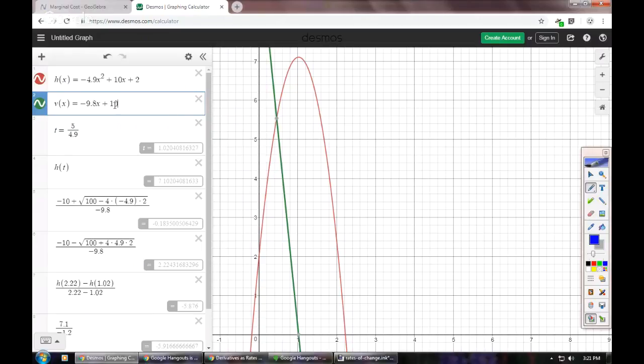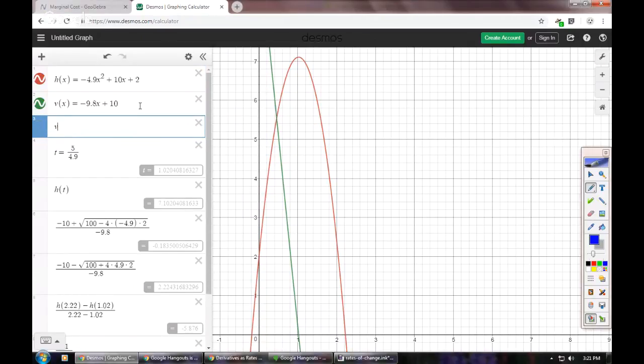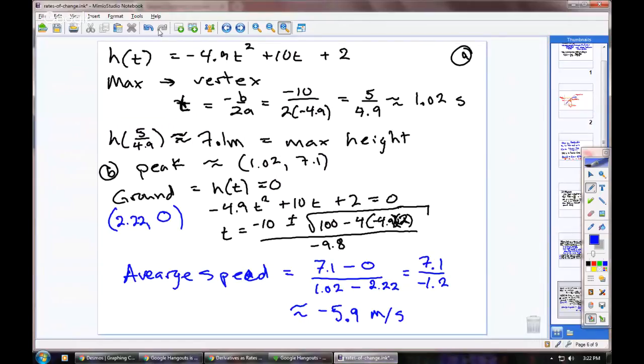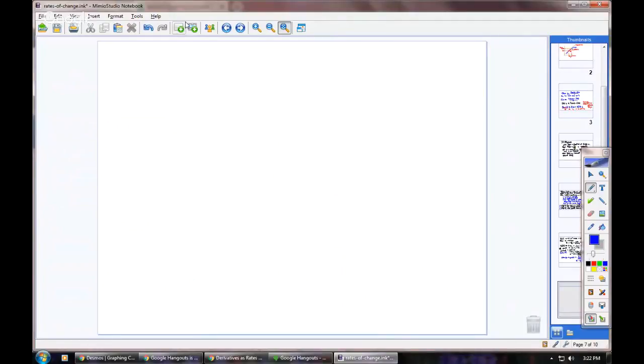And so the velocity equation tells me that, which is kind of cool. If I want to know what's the velocity at about 2.22 seconds, I can just ask the velocity equation that. It says that it's a negative 11.756 approximately. So maybe I could call it negative 11.8. And that was another question I was asked. What's the actual velocity when it hits the ground?